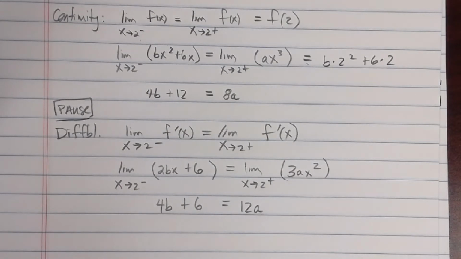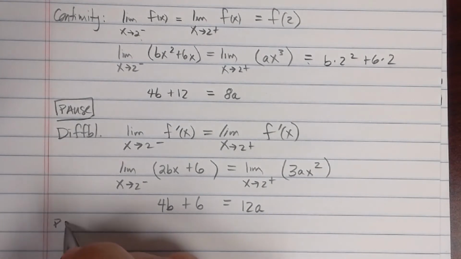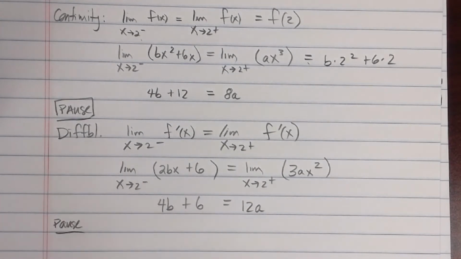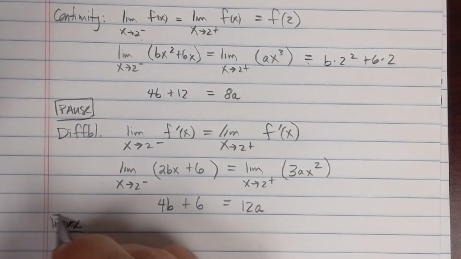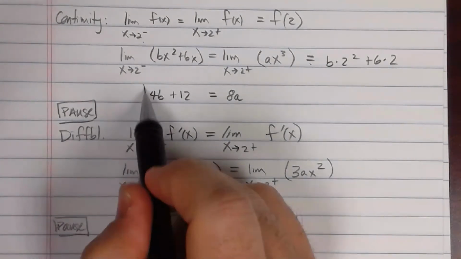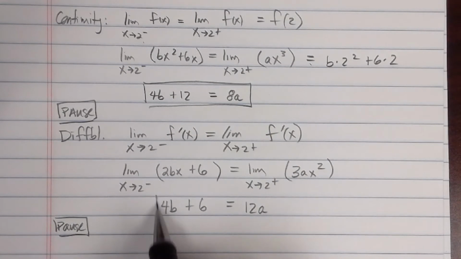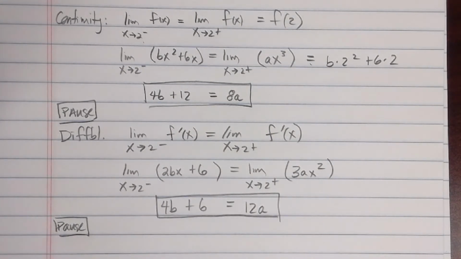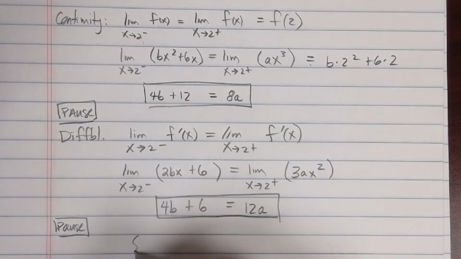All right, now again, pause the video and think about how you would algebraically solve for the constants a and b now that we have two independent equations that describe the relationships between the variables. Okay, so let's proceed with solving the system of equations. We've got 4b plus 12 equals 8a, and we have 4b plus 6 equals 12a.